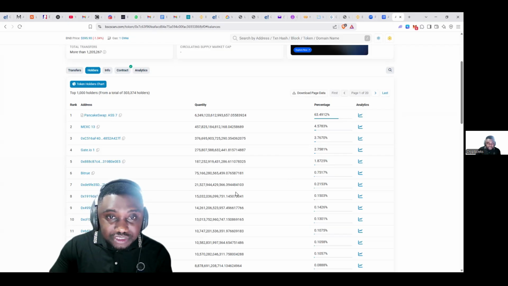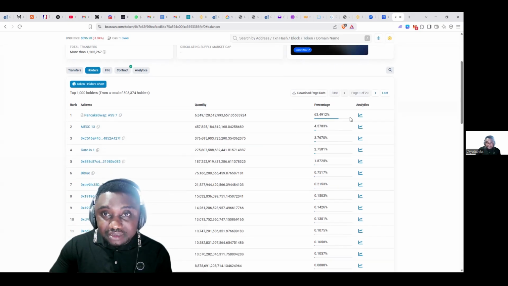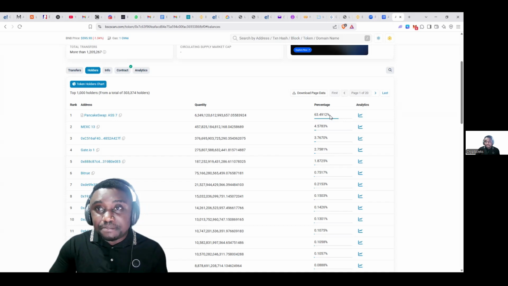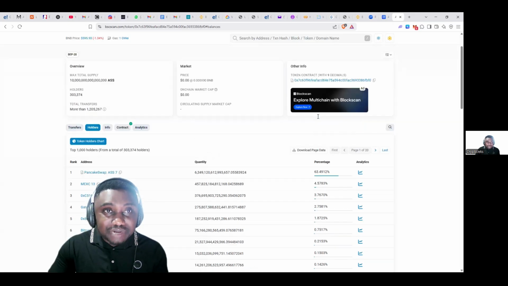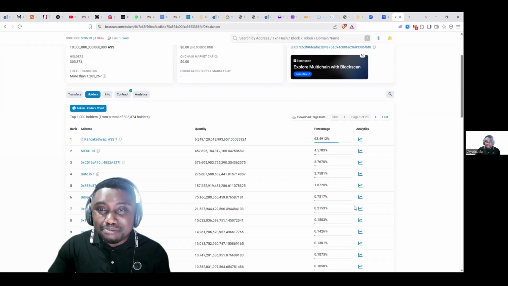So when you look at a project like this, although these tokens might have been kept there for maybe exchange listing, or as staking rewards, whatever it is, they have control of over 63% of this token. What it means is that if they decide to sell just 10% of their holdings, the price of this token is going to drop massively.